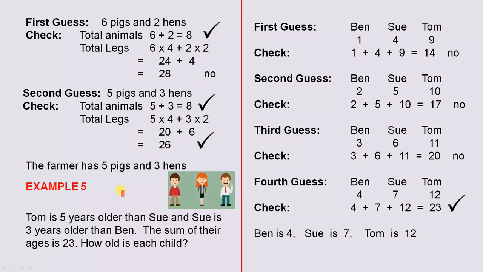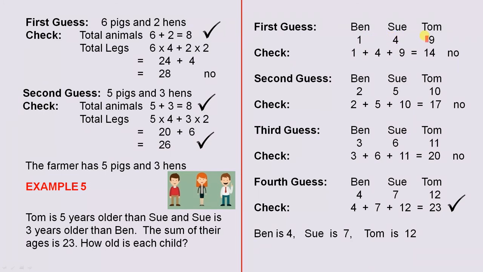Example 5. Tom is 5 years older than Sue, and Sue is 3 years older than Ben. The sum of their ages is 23. How old is each child? Now it's obvious that Ben is the youngest. Sue is 3 years older. Tom is 5 years older than Sue. So these three numbers will be our first three guesses.